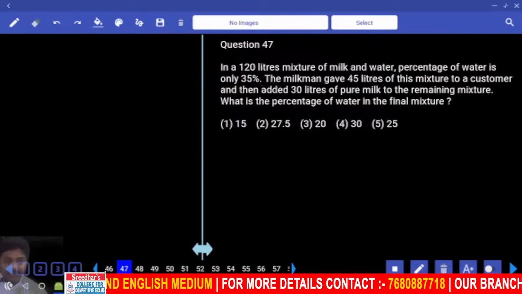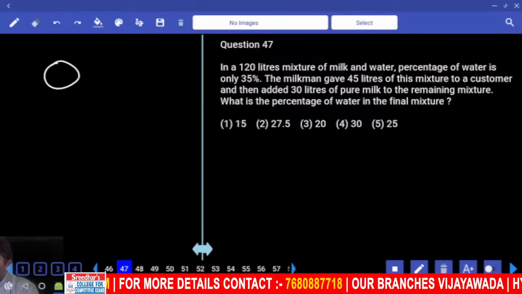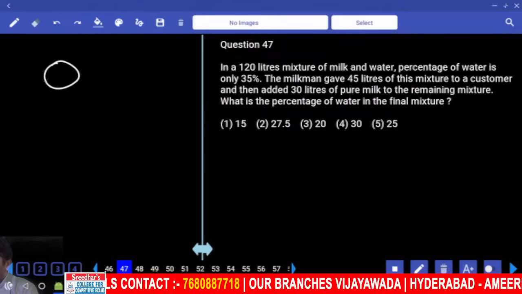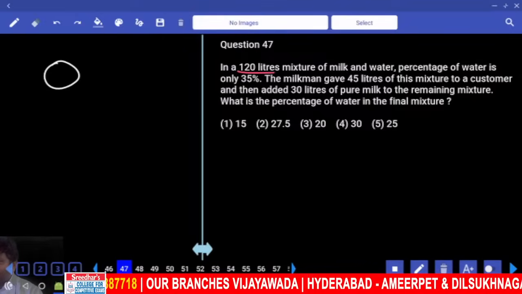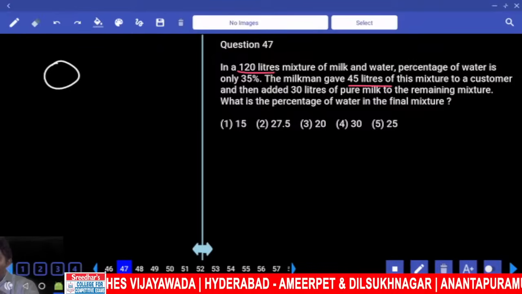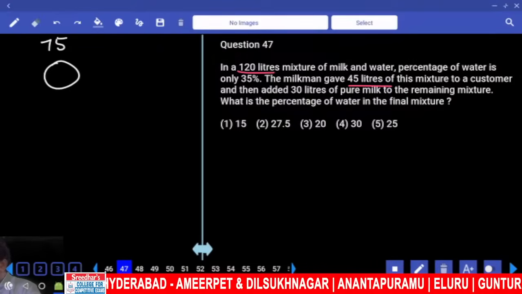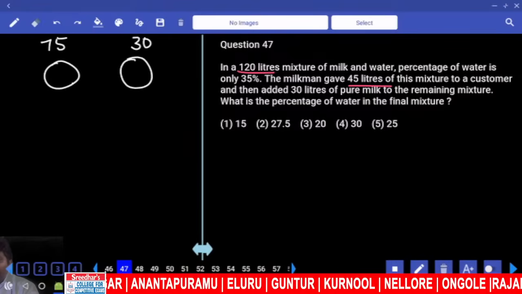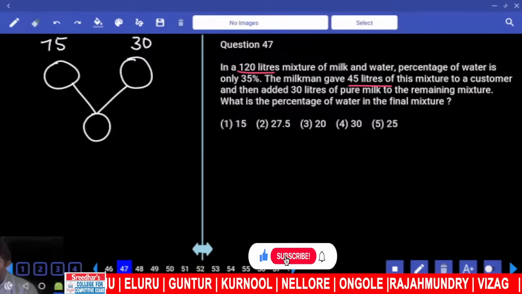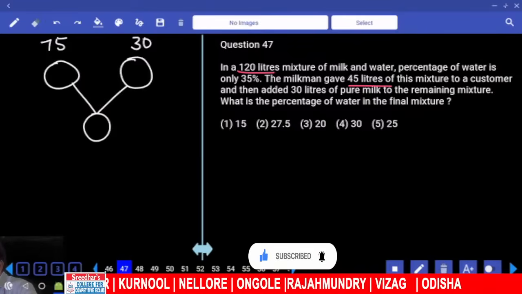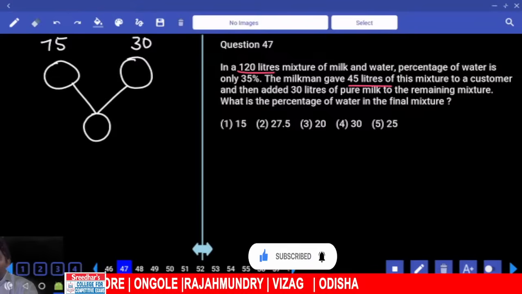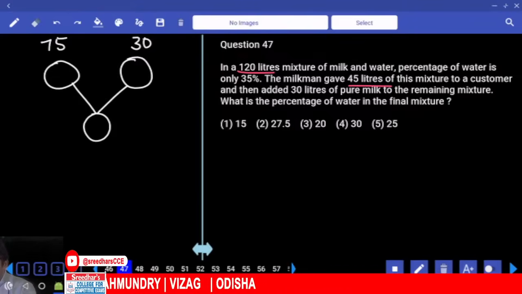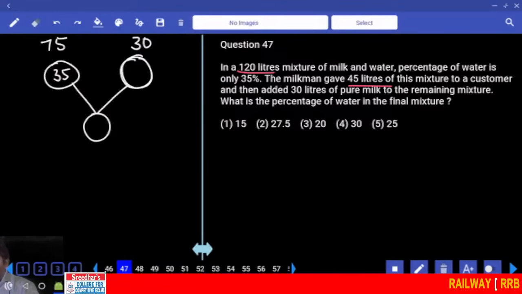But now let us do it. Now, what is the remaining quantity you have with us? Out of 120, 45 is taken away. How much is left over now? 75. And to that, how many liters are you adding? 30. And the question is about the water percentage in the final container, correct? Let me use allegation. Are you okay? In 75 liters, what will be the water percentage? 35%. In 30 liters, what is the water percentage? 0, because that is milk.